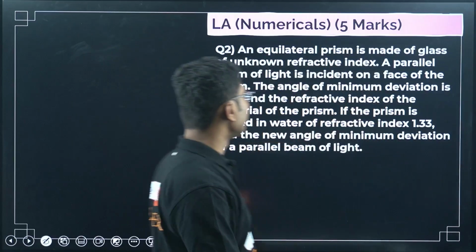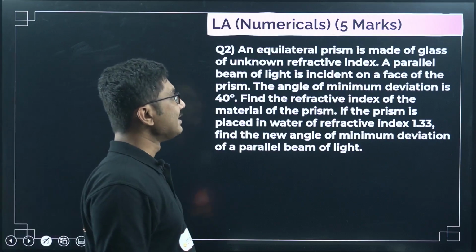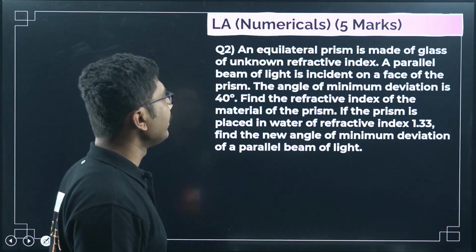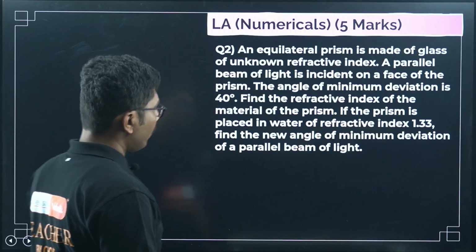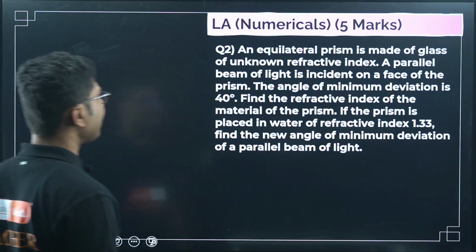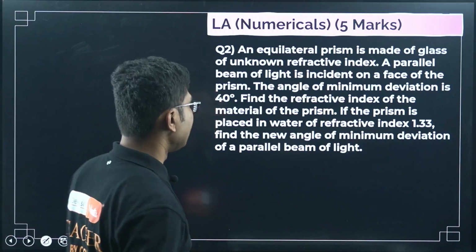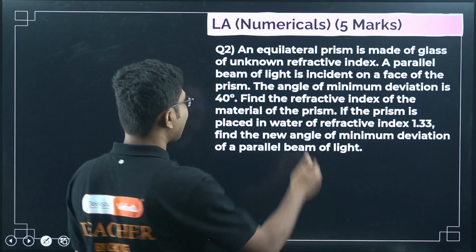Now let's move on to a numerical question. An equilateral prism is made of glass of unknown refractive index. A parallel beam of light is incident on the face of the prism. The angle of minimum deviation is 40 degrees. So what information is given?